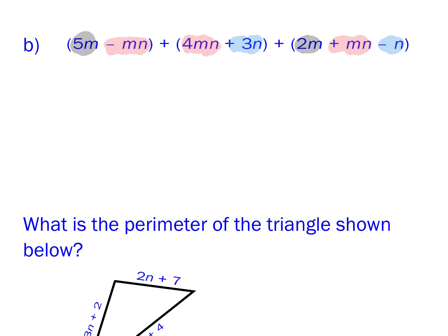And now it's just a matter of writing them all together. So 5m plus 2m minus mn plus 4mn plus mn plus 3n minus n. So that's how we group all those terms together so that you have the m's together, the mn's together, and the n's together.